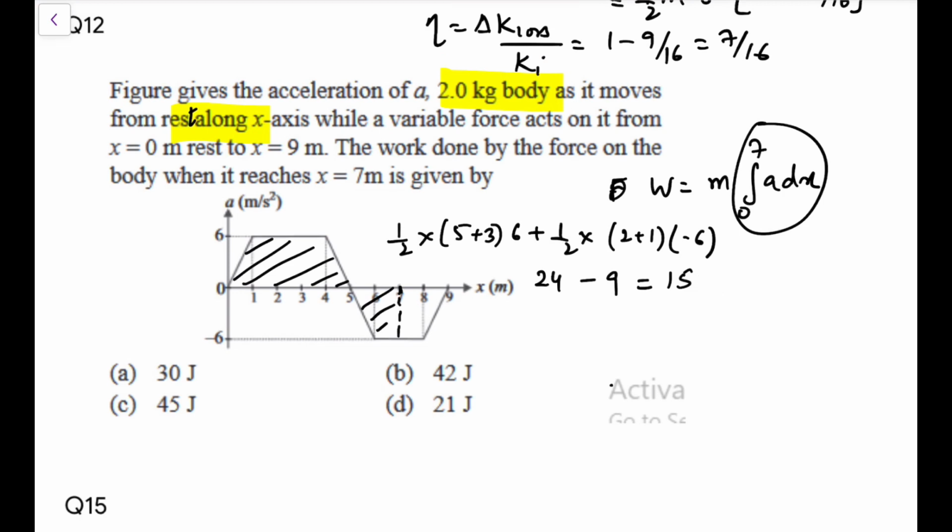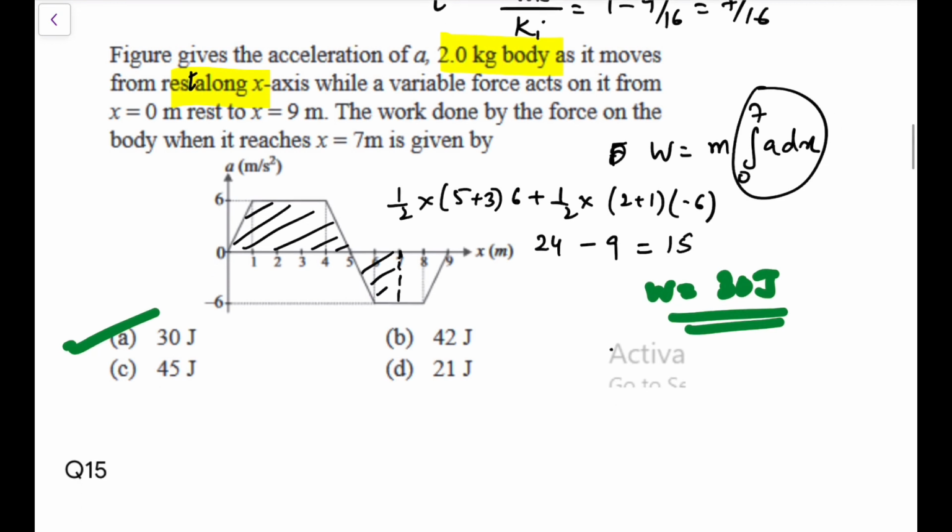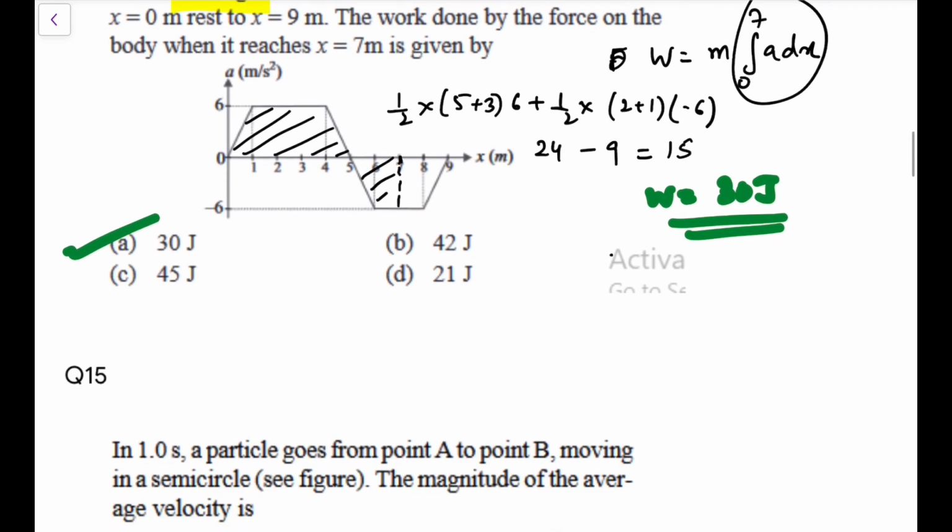It is not 15 joule, this is a dx only. So for the work done you have to multiply it by 2 also. So 15 2s are, that would be 30 joules. So the answer would be A, because m has to also be multiplied. So don't do this mistake. You might see 15, it's good that 15 is not given as an answer. So it would be 15 times 2, that is 30 joules.